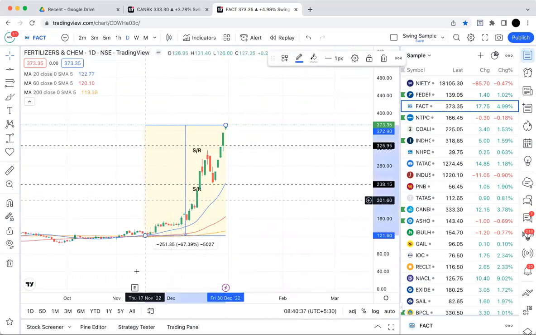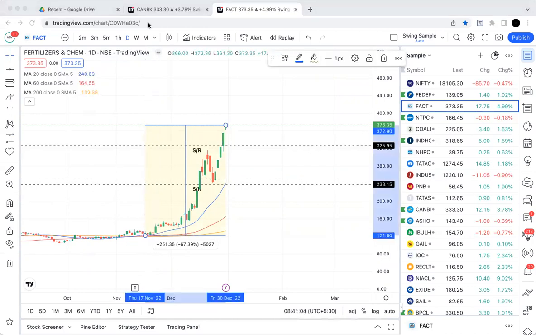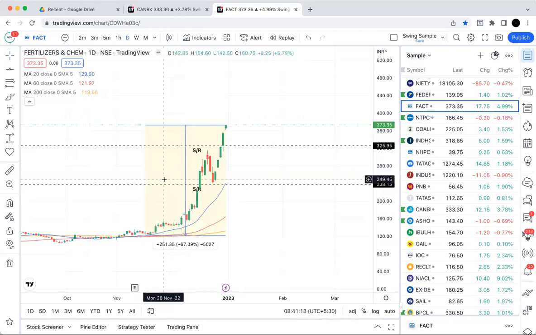Here we are. The beginning of that will be the 17th of November, so November till the 30th of December. That's 1 month and 1 week, let's say 1.5 months. But look at the profit that you would have gained in just that much time. That would have given you about 67%. I don't understand why it's saying minus 67, but that's not correct. That would have been 67% you would have made within that short amount of time.